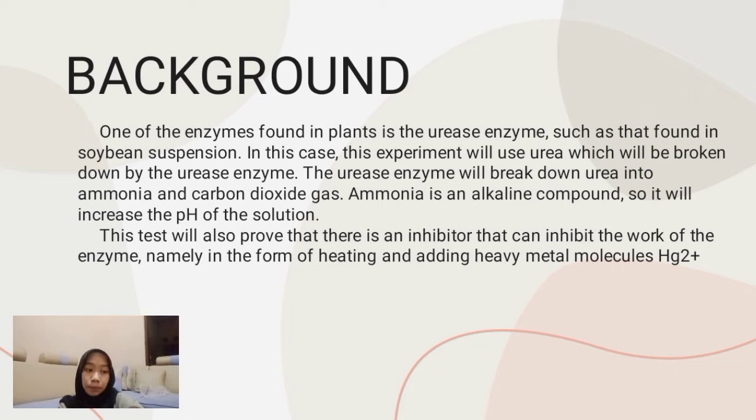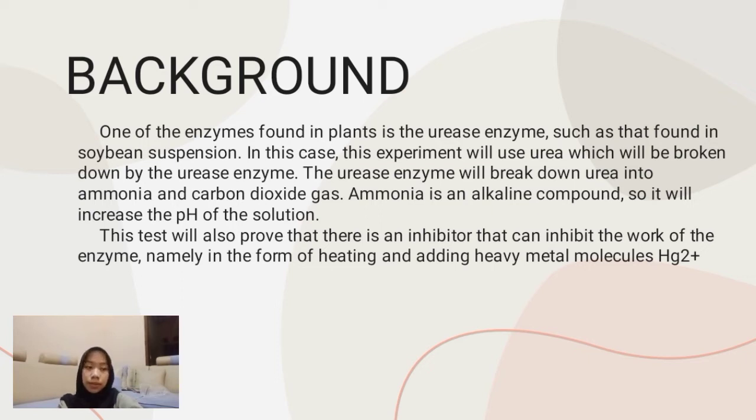Okay, let's get into the discussion about the background of the research. One of the enzymes found in plants is the urease enzyme. This enzyme is able to break down urea into alkaline ammonia and produces carbon dioxide. There are several indicators that can detect the presence of base in a sample. One of them is phenolphthalein, which is an alkaline indicator. The addition of this indicator can cause the solution to turn pink.